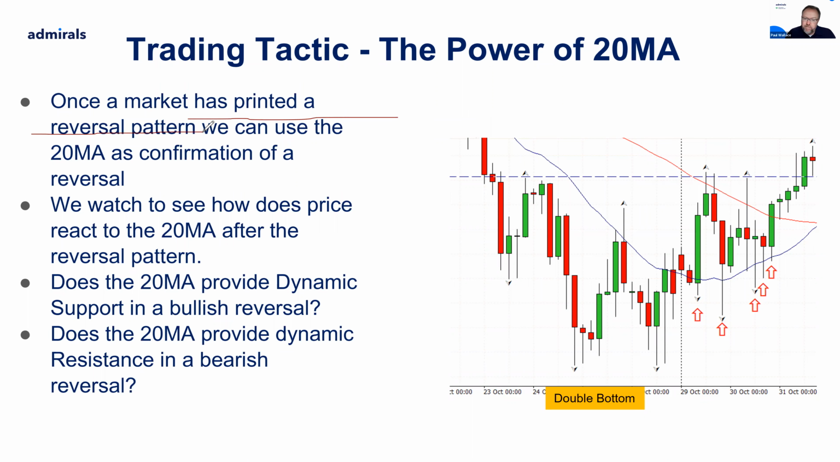Once that reversal pattern is printed, we can utilize the 20 period moving average as confirmation of that reversal having taken place. We watch to see how price reacts to the 20 period moving average after the reversal pattern. Does it provide dynamic support in a bullish reversal, or dynamic resistance in a bearish reversal? So, I have a little chart here.